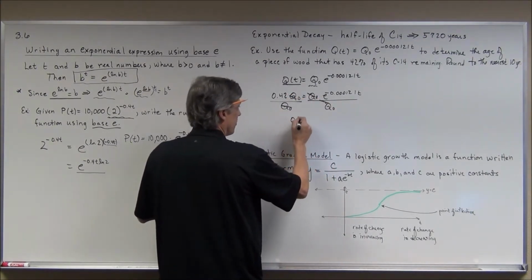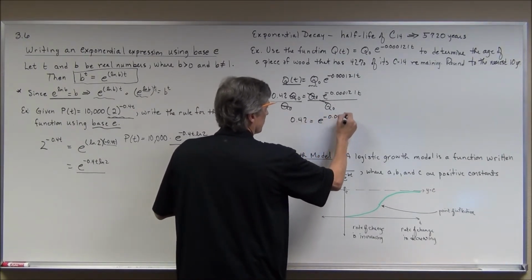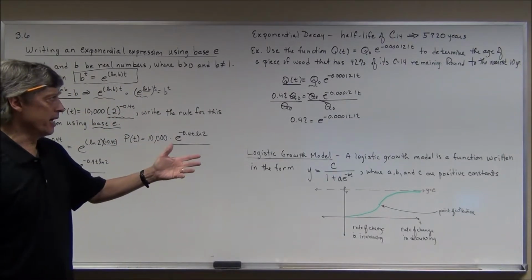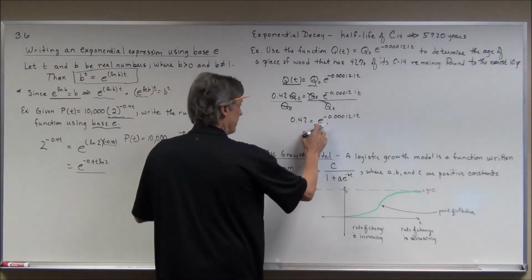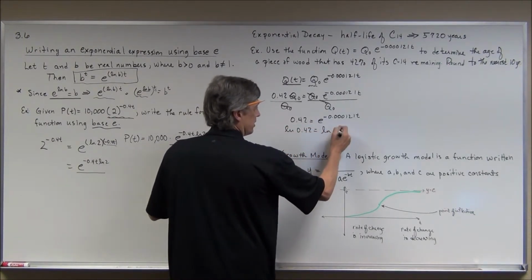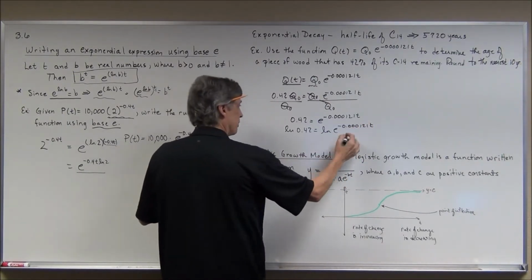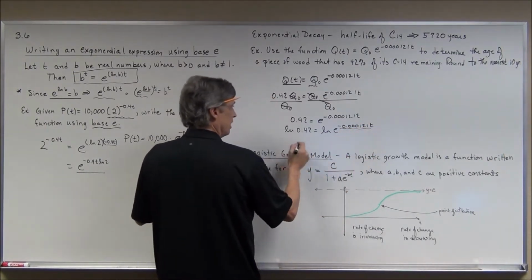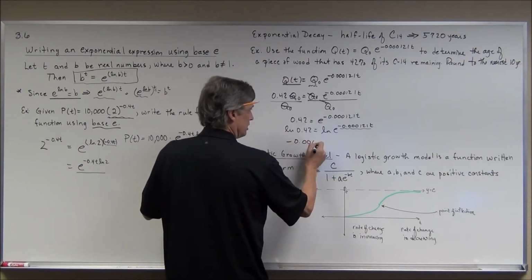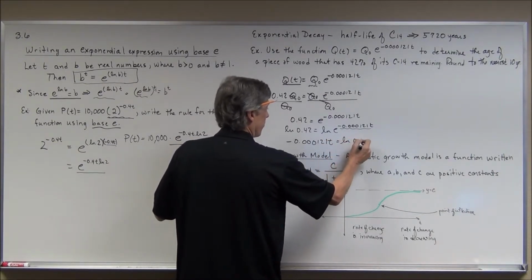And I'm going to get 0.42 is equal to e to the negative 0.000121 t. Now to solve for t, we've got to get it out of the exponent. Because it's a base e, I'm going to take the natural log of both sides. And then this expression, of course, is equal to the exponent. So I'm going to flip-flop the sides. I'm going to write negative 0.000121 t is equal to the natural log of 0.42.